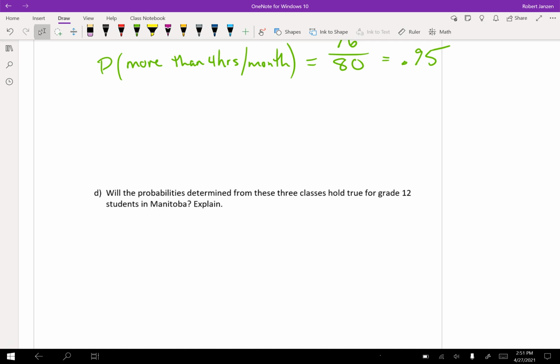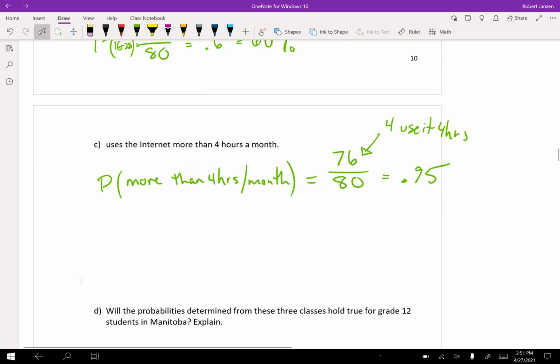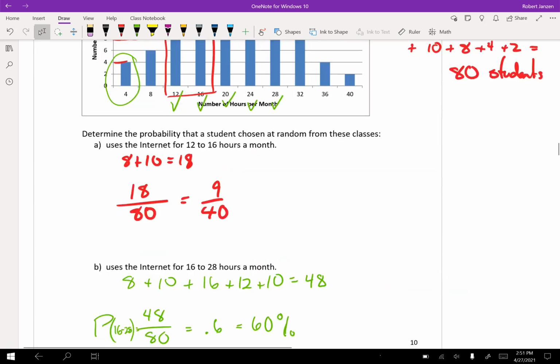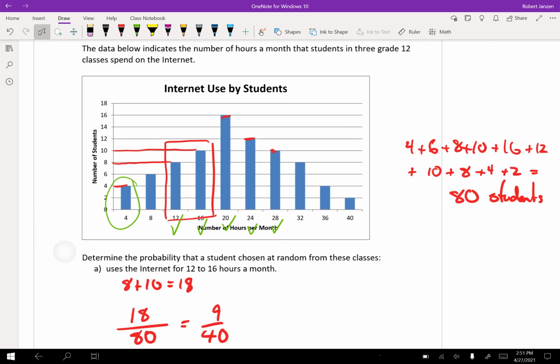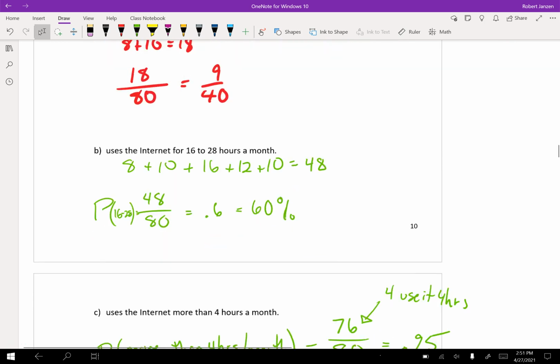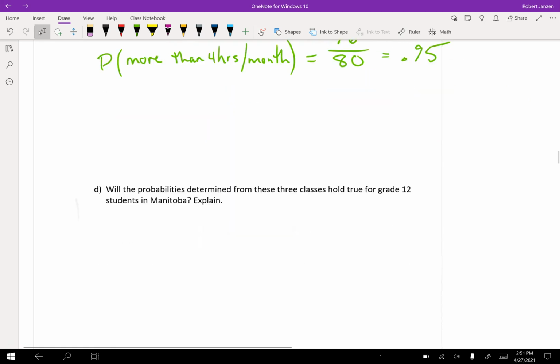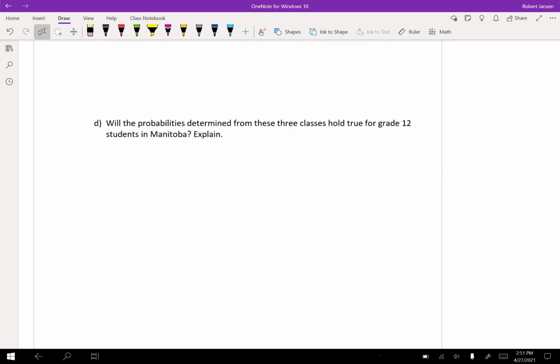D: will the probabilities determined from these 3 classes hold true for grade 12 students in Manitoba? Explain. Well, it's really hard to tell, but this sample size is not really large enough. We've only asked 80 people. I don't know if we could use that to generalize throughout all of Manitoba. It really depends on where these students are, too. We know that some students in remote areas of the province don't use as much internet because they don't have as much access to it. You're also going to have some students who work a lot, so they're not going to have a chance to use internet as much because they're doing other things.